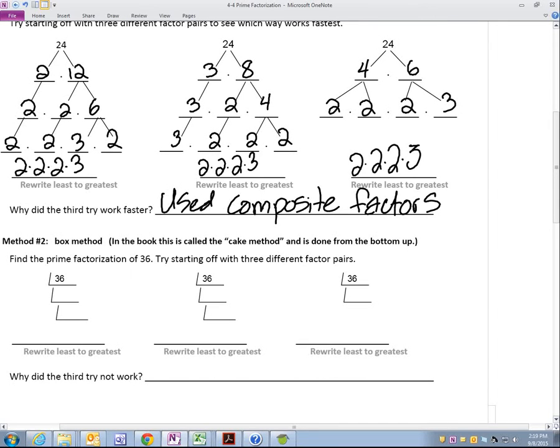Method 2 for prime factorization. Box method. In the book it's called cake method. Last year we probably called it the, oh, step or ladder method. You guys remember the ladder method? Okay, I guess we'll see which class decides to do it, but it's going to be called the same thing from here on out. We'll see if it's going to be box or ladder.